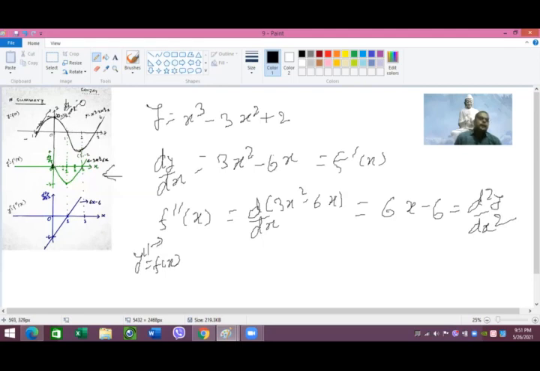Then on the other side, the gradient is negative. That means the gradient is negative from 0 up to, I think, 2, but let's try up to 1 only. So from 0 to 1, let's check. The dy by dx curve value must be negative between 0 and 1. Here you can see that this function is negative between 0 and 1.